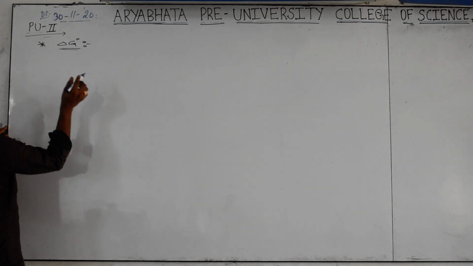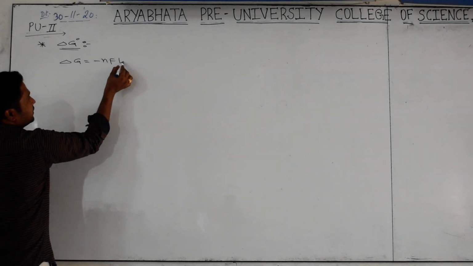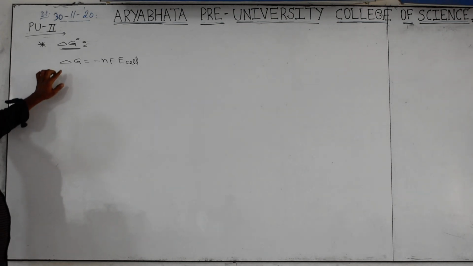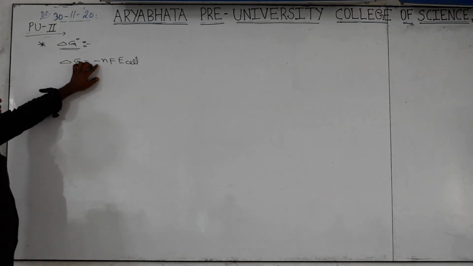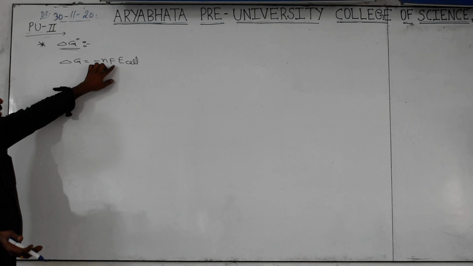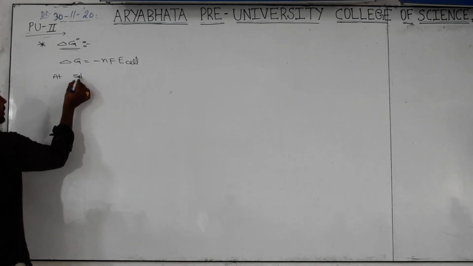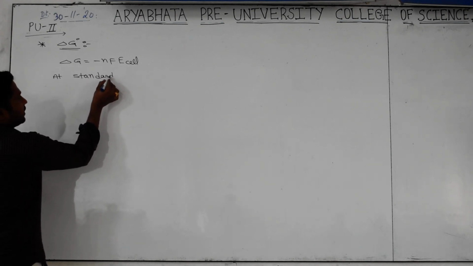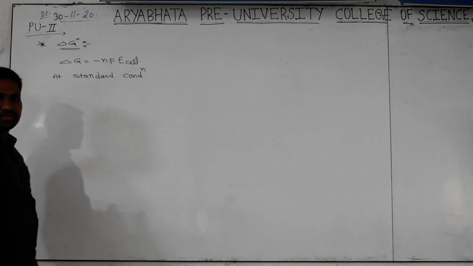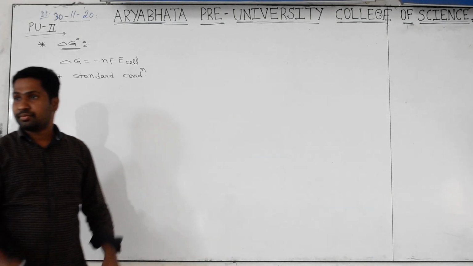Delta G is equal to minus nFE cell. So change in Gibbs free energy is equal to minus n, where n is the number of transferred electrons in oxidation or reduction, F is the Faraday, and E is the EMF of the cell. But I am taking it at standard condition. You know very well the meaning of standard condition: room temperature, 1 bar pressure, and all concentrations should be 1 molar. Then the EMF for the cell is standard.